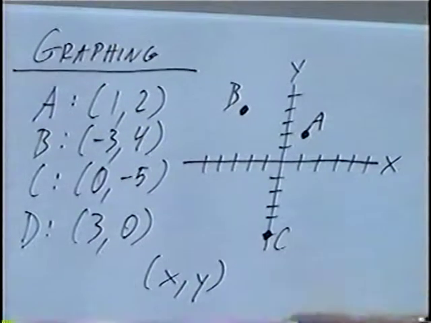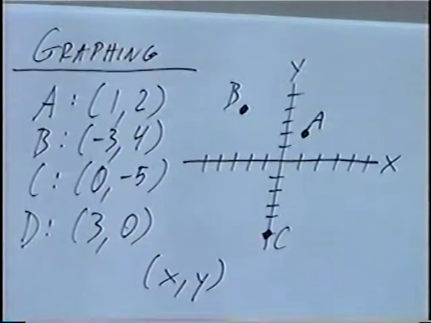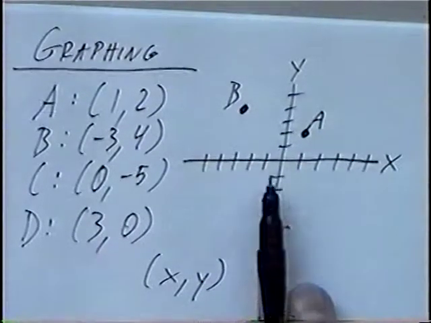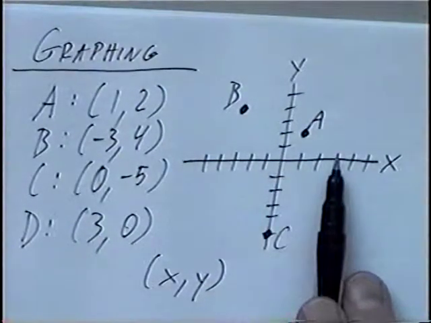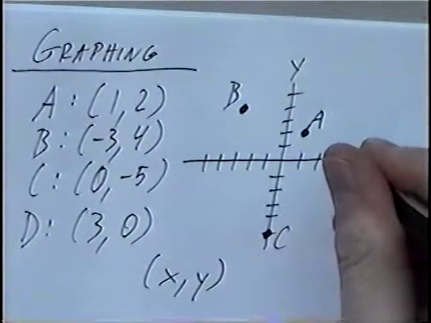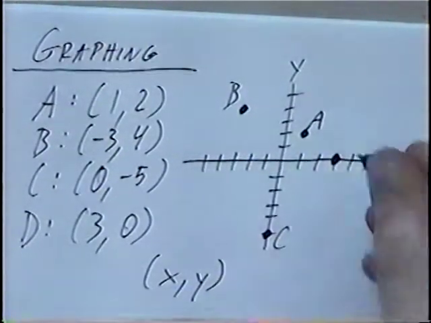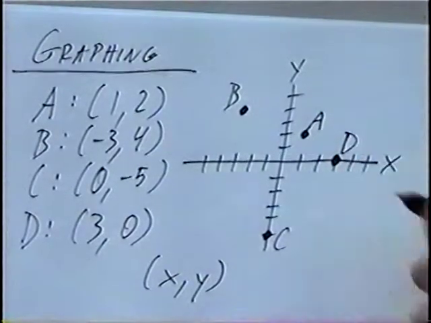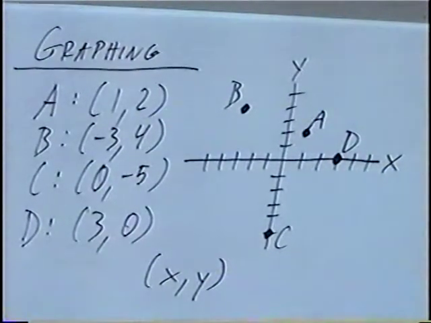And we can label that point C. And last point, 3, 0. 3 would be 3 spots to the right. 0 for the y value means it stays on the line and doesn't go up or down. And that would be point D on the graph for the section.